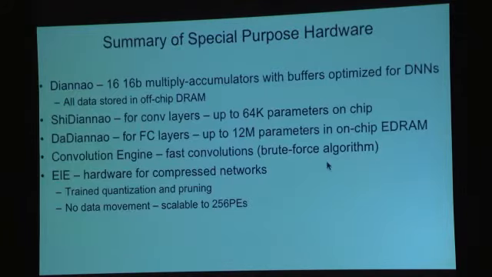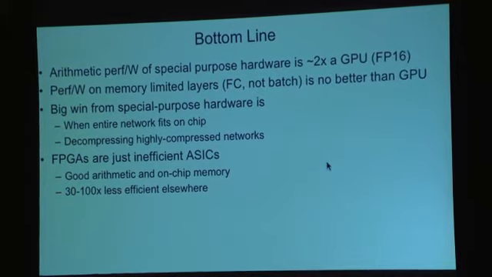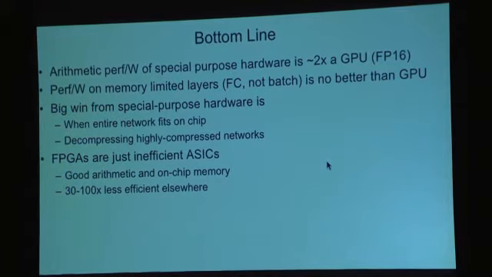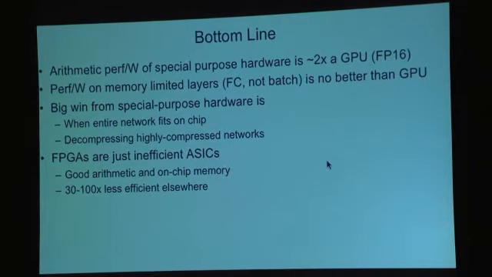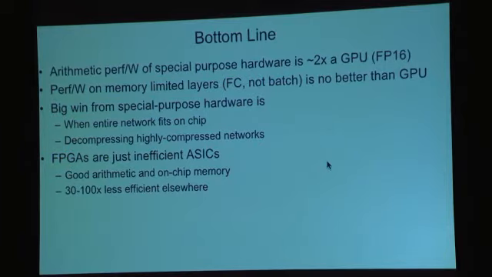So just to sum up, we looked at a bunch of fixed function units, the various electric brains, the convolution engine, and our efficient inference engine, which is really designed to directly execute pruned and compressed neural networks. And it does that in a way that does no data movement, so you're fetching everything from local. The bottom line is that the arithmetic performance per watt of special purpose hardware winds up being about 2x a GPU.